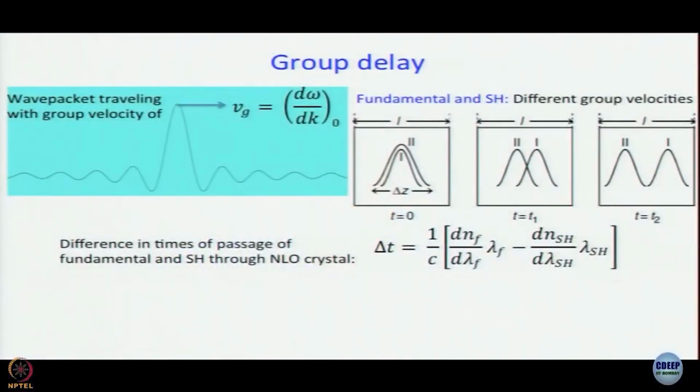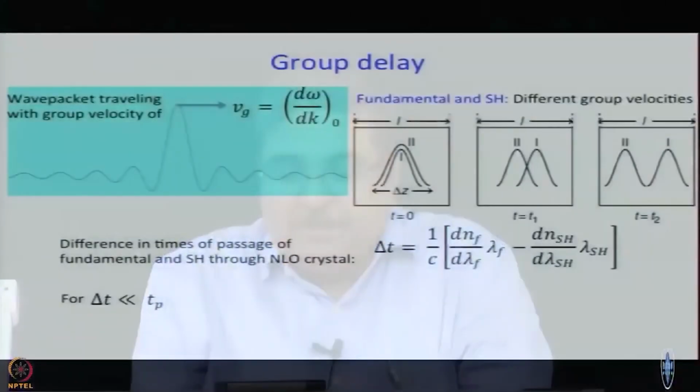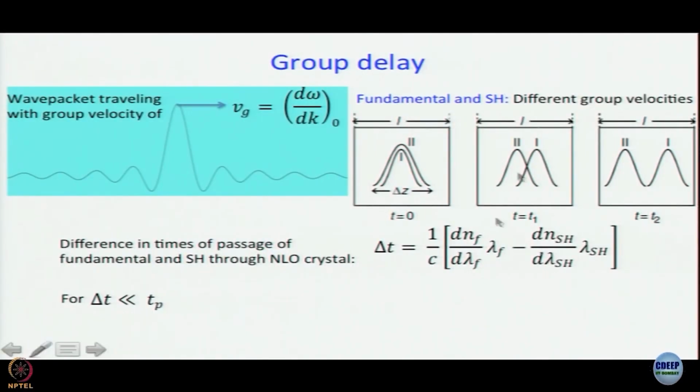So, now what do you want? You want the delta t to be smaller than the laser pulse duration, yes. So, in other words, we can say that delta t should be almost equal to 0. So, as long as they are within the crystal, they should be together, the fundamental and second harmonic. So, if delta t is to be equal to 0, work with this expression, equate that to 0, what do you get?